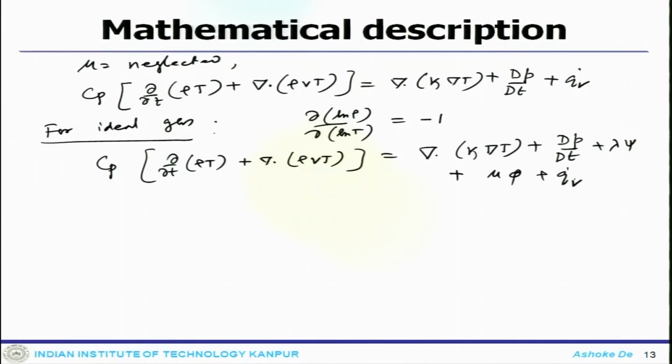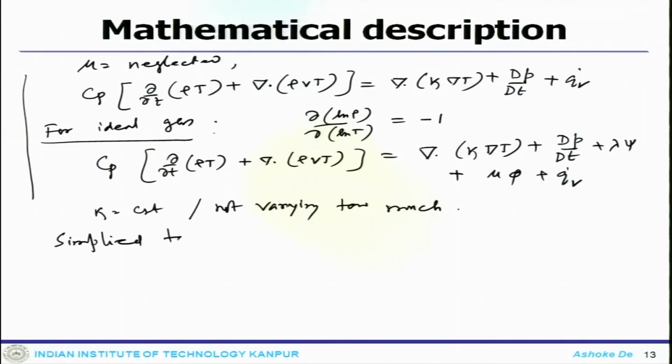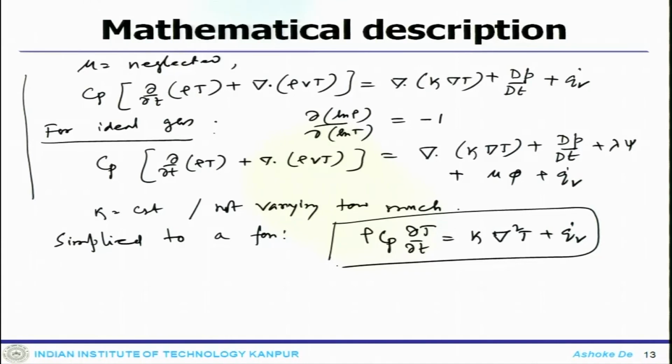So, it is basically different conditions. You can simplify the equation in a different sense, and when you assume the thermal conductivity is constant or not varying too much, then the equation can be simplified to a form where it can be written as rho Cp del T/del t equals kappa del squared T plus Q dot V. If you look at it, this is one of the very simplified forms of the temperature equation, which is commonly used in fluid flow and heat transfer problems.